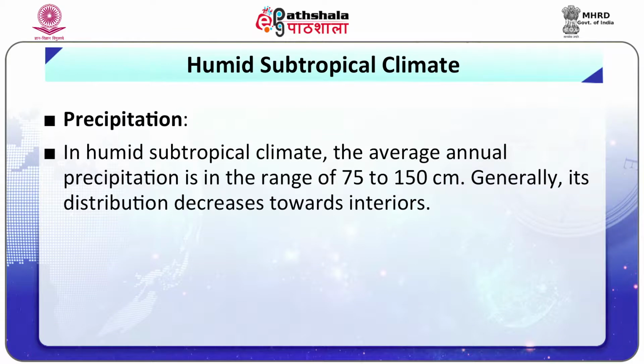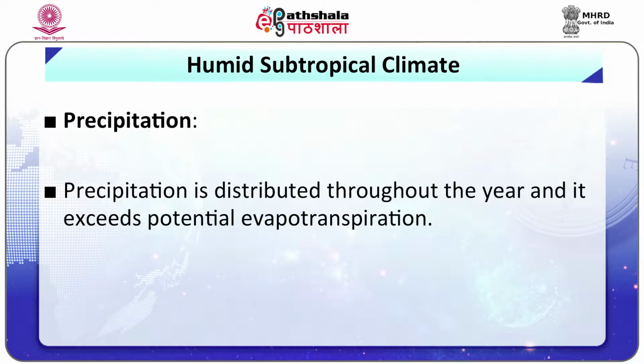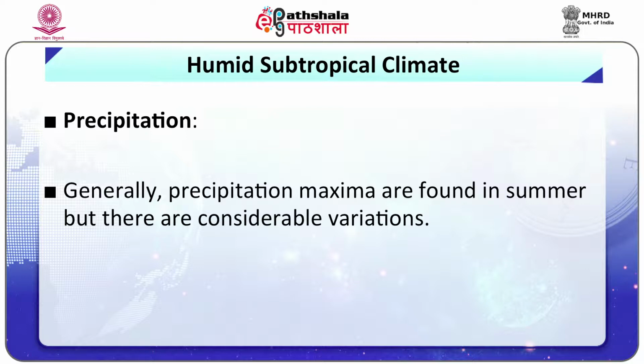After temperature, let us come to precipitation characteristics. In humid subtropical climate, the average annual precipitation is in the range of 75 to 150 centimeter. Generally, its distribution decreases towards interiors. Precipitation is distributed throughout the year and it exceeds potential evapotranspiration. Generally, precipitation maxima are found in summer, but there are considerable variations.